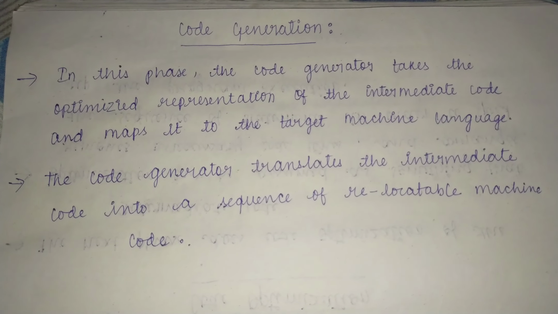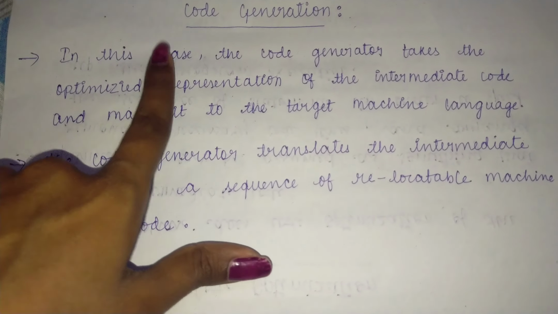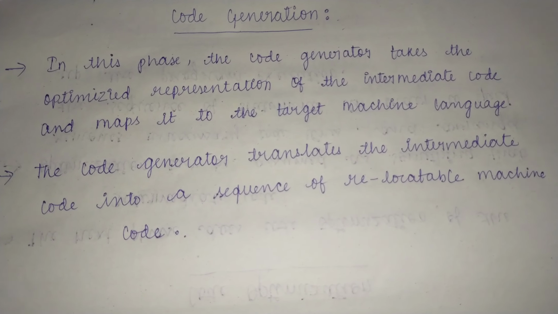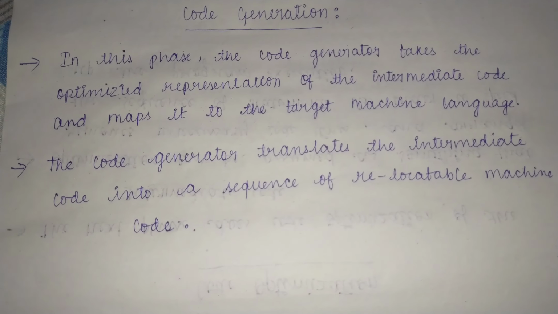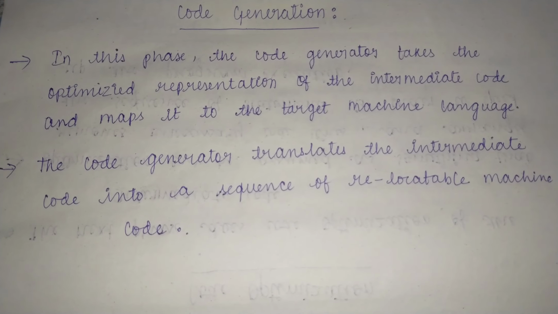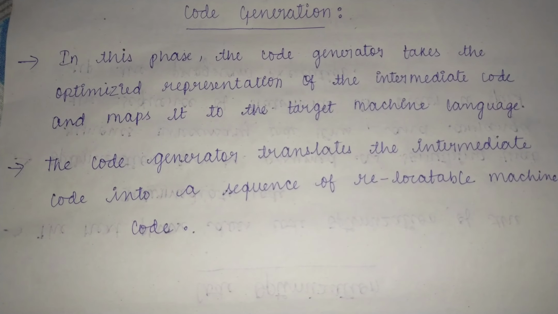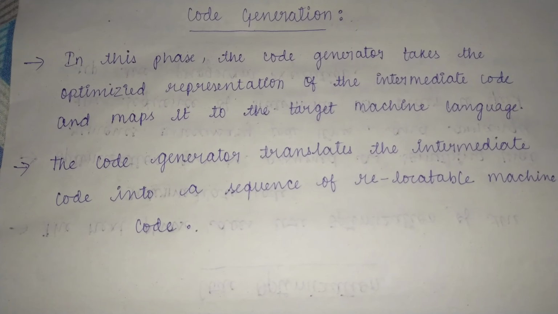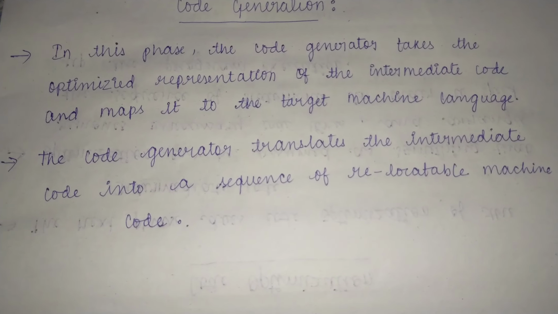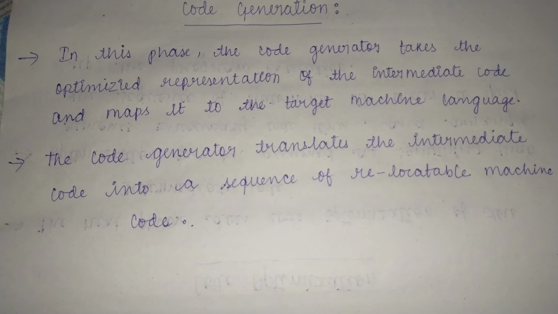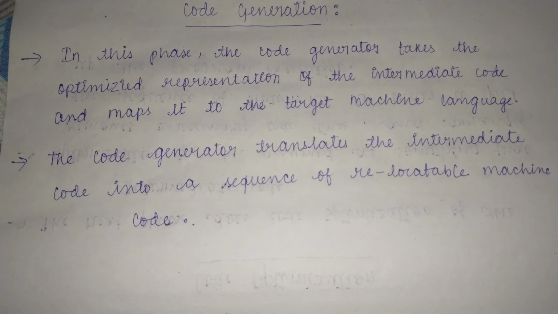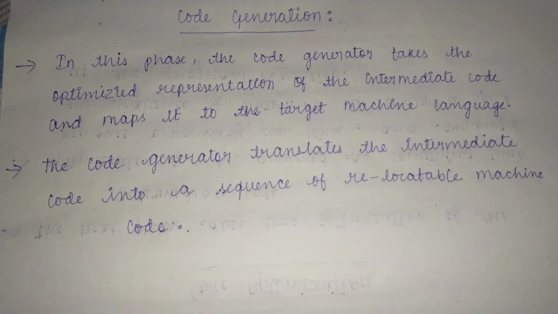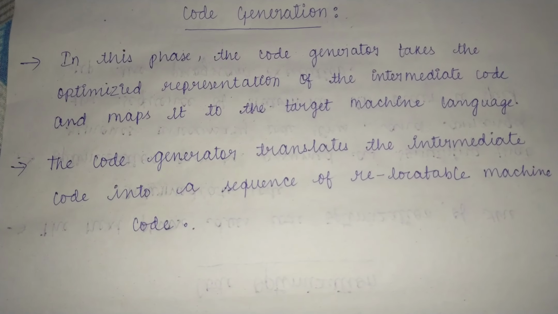The next one is code generation. In this phase the code generator takes the optimized representation of the intermediate code and maps it to the target machine language. What does it do in code generation? It translates the intermediate code into a sequence of relocatable machine code.